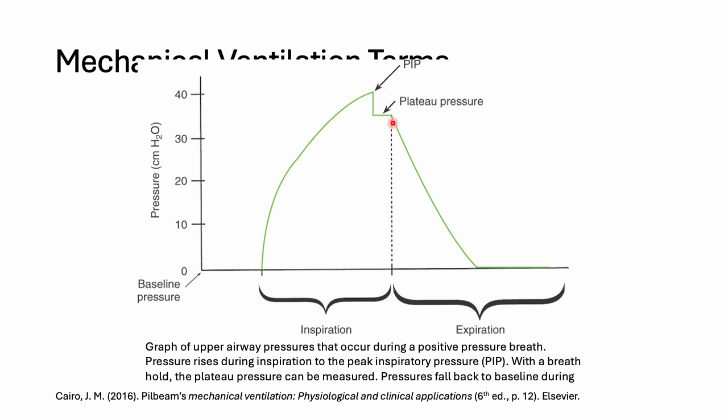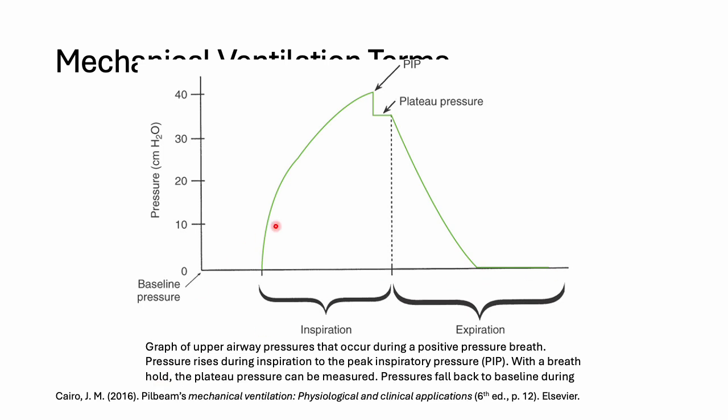We put in a breath hold. We don't allow the person to exhale. We notice that there is a pressure being measured called the plateau pressure. Suddenly you stop the person from breathing out, and there's a little bit of a dip, and then there's a flat pressure being measured, and this is the plateau pressure. Then you take off the breath hold, and exhalation occurs passively, and the pressure falls back to the baseline pressure.